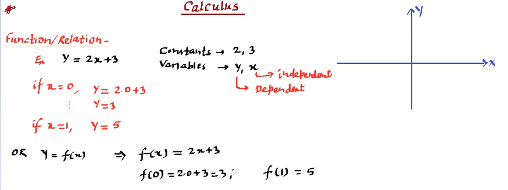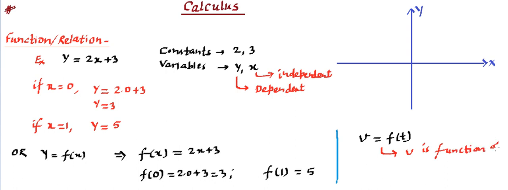Now here we are using x and y. We can use any of the terms. In physics we will generally use other types of terms. Like if somebody says v is equal to f of t, we read it as v is a function of time. V is a function of time. Function of t, t for time.